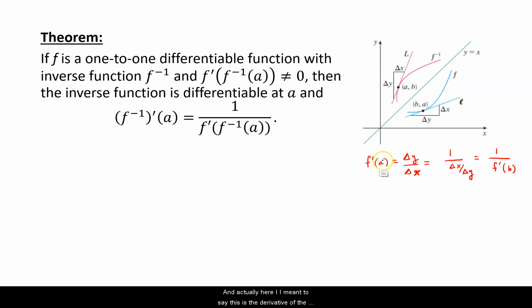Oh, and actually here I meant to say this was meant to be the derivative of the inverse function here. Sorry, so here we were looking at the point a, b on the inverse function, and the derivative at a was the slope delta y over delta x. And then here I wrote it in terms of the derivative at b on the original f. So that's one way to think about this relationship graphically. But here I'm going to maybe prove it using a rule that we've already established.